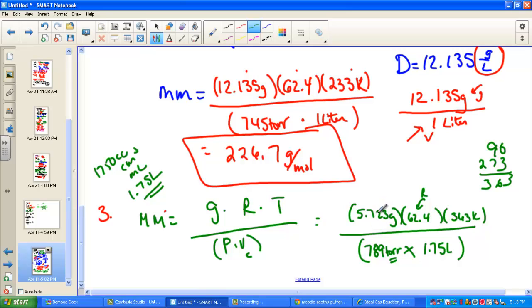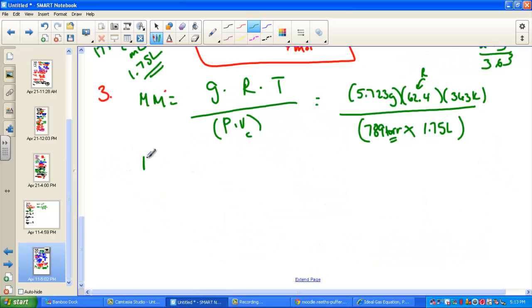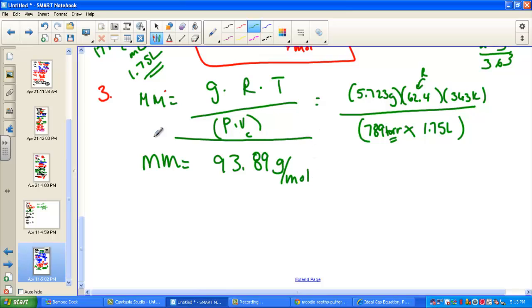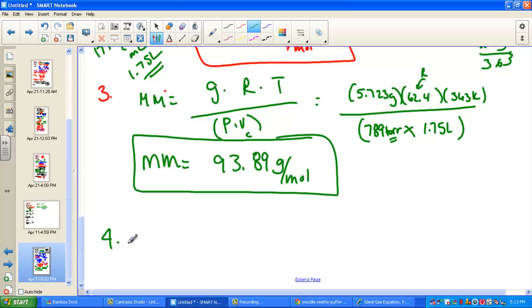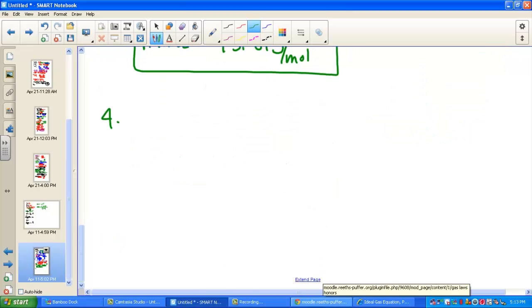Let's hit that. 5.723, multiply by 62.4, multiply by 363, divided by the product of 789 times 1.75. So that's in a parenthesis on your screen, equal. And here we have the molar mass. I'm finding on my screen 93.885, shall we say 93.89 grams in every 1 mole? Good work. What's next?